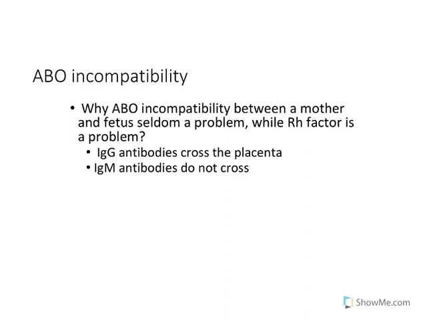Now the question is, why is ABO incompatibility between mother and child not a problem while Rh factor is? It does come down to the type of antibodies. IgG antibodies cross the placenta, and the Rh factor antibodies are that type, so they can cross the placenta. But the antibodies for the ABO blood types are IgM, and they don't cross. So you don't have to worry about, if I'm type A and my daughter's type B, us having a problem, because those antibodies don't cross the placenta.